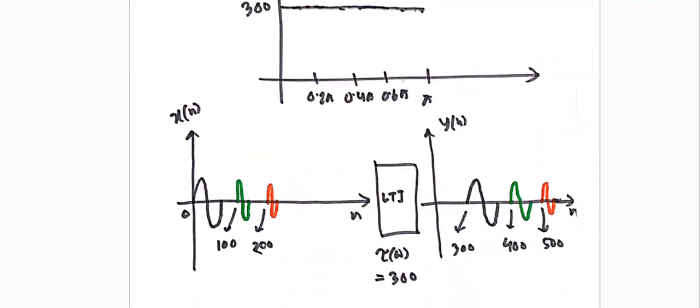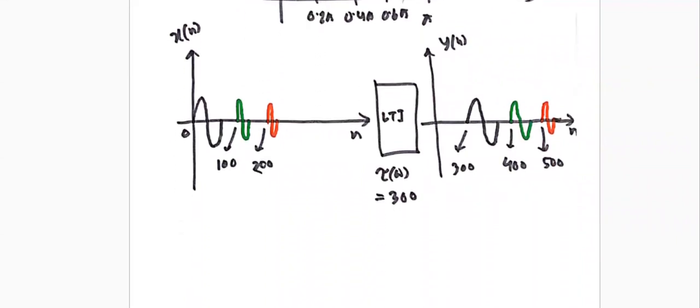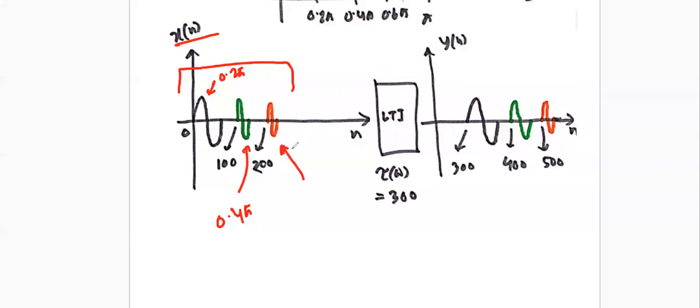Okay, now with a graphical representation we can show it. Let's say this is our x[n], where x[n] is such that first we have the signal of frequency 0.2 pi, then the signal of 0.4 pi, and then the signal of 0.6 pi. Altogether they are x[n], but they are separated.